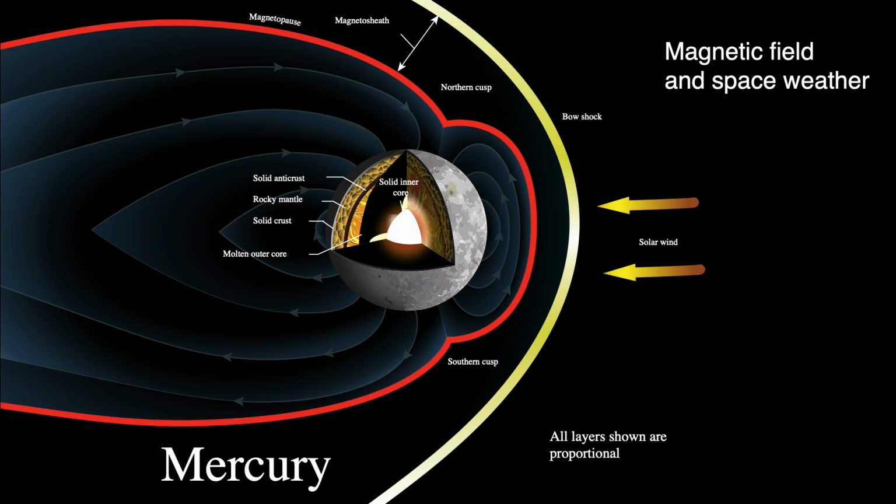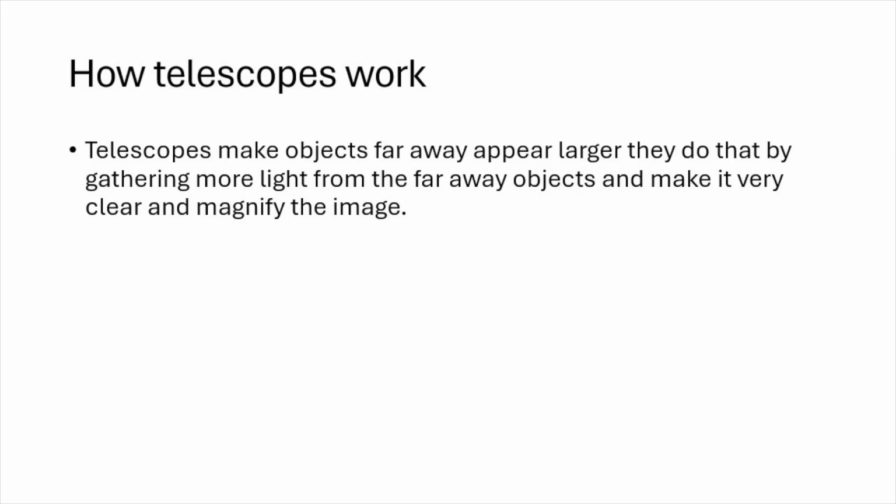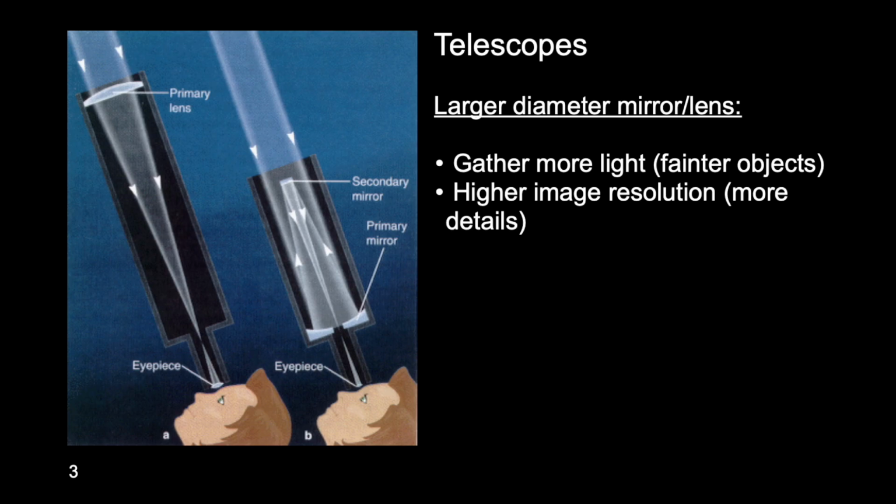This is a thing, magnetic field. How telescopes work. Telescopes make objects far away appear larger by gathering more light from the faraway objects and make it very clear and magnify the image. Like this. It'll absorb all the light, and since what we see is made up of light, it just makes it closer. And you can see it better.